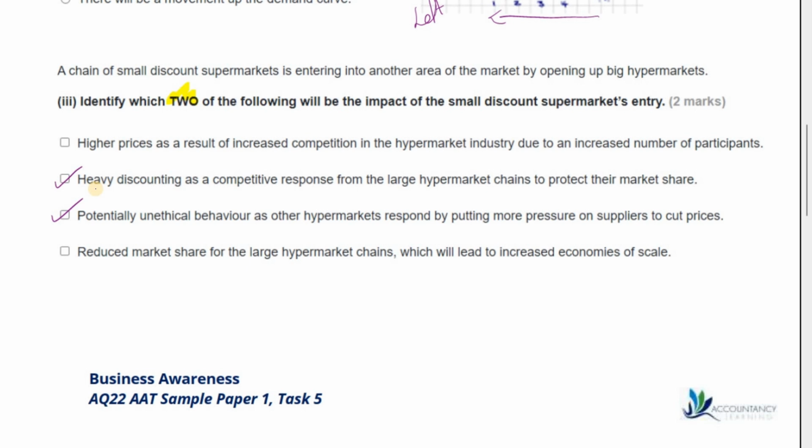But the final one, reduced market share for the large hypermarket chains, which will lead to increased economies of scales. So you wouldn't have economy of scales if your market share is reducing. So only a larger market share would mean the potential to have increased economies of scale.